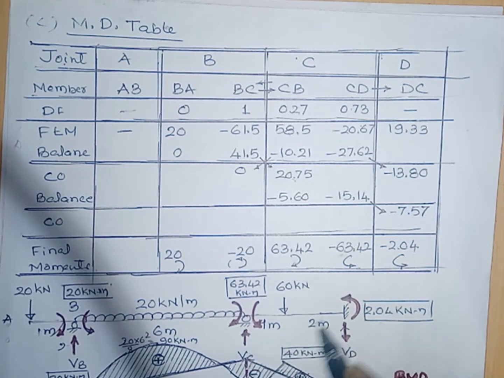Similarly in CD, this one is 63.42 at the fixed support, that one is anti-clockwise, but that is sagging. Hence sagging, we can draw the ordinate below the reference line. This one is 2.04 kilonewton meter. This one is the support moment.